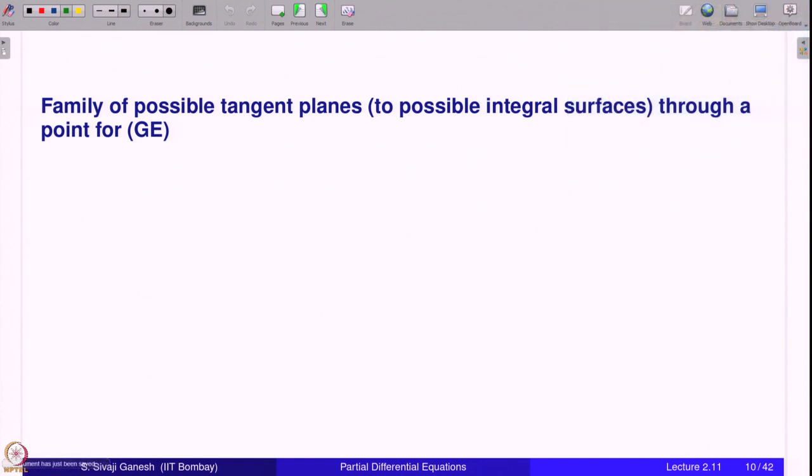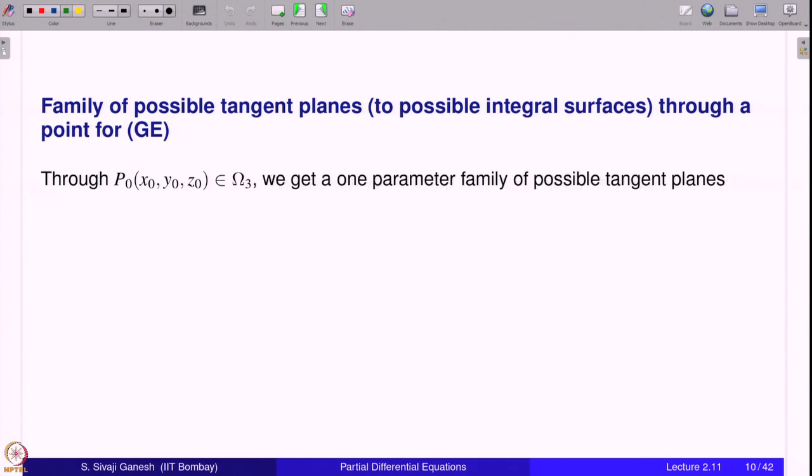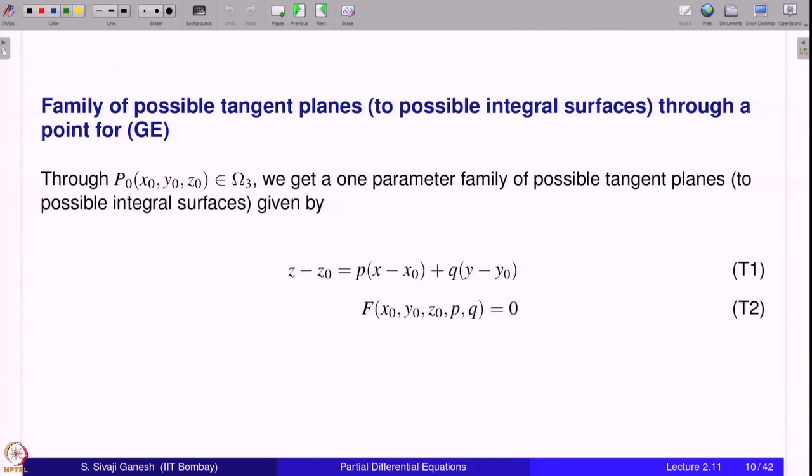So, then we went on to consider this family of possible tangent planes to possible integral surfaces through a point for a general nonlinear equation. Take a point P naught in omega 3, we get a one parameter family of possible tangent planes given by T1 and T2. What is T1? T1 is simply the equation of a plane passing through (x naught, y naught, z naught), but restricting (p, q) to satisfy T2 will mean that this is going to be a tangent plane to a possible integral surface.